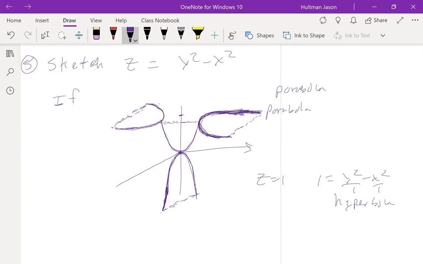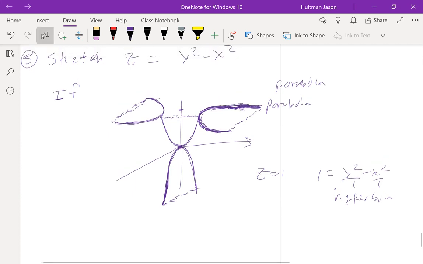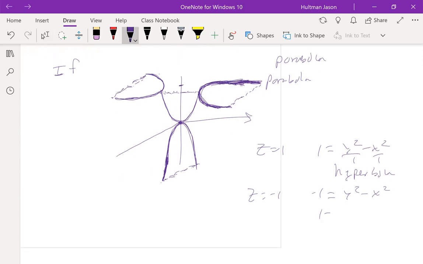Okay, so now let's look and see what's happening when z is negative 1. Well, then we get negative 1 equals y squared minus x squared. Multiply through by a negative, we get 1 is equal to x squared minus y squared. Oh, okay, so this is in the opposite direction. So when z is negative 1, we see this guy down here.